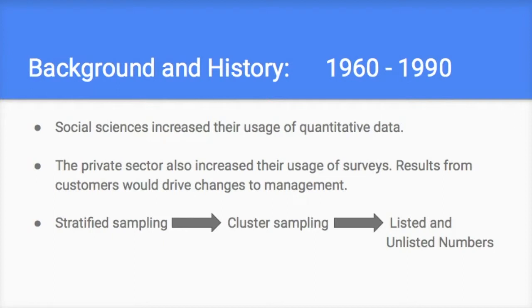The shift was from stratified sampling, where researchers would make sure that each unique subpopulation was sampled, to cluster sampling, where the population is divided into clusters and sampled by cluster, to sampling using a combination of listed and unlisted phone numbers.